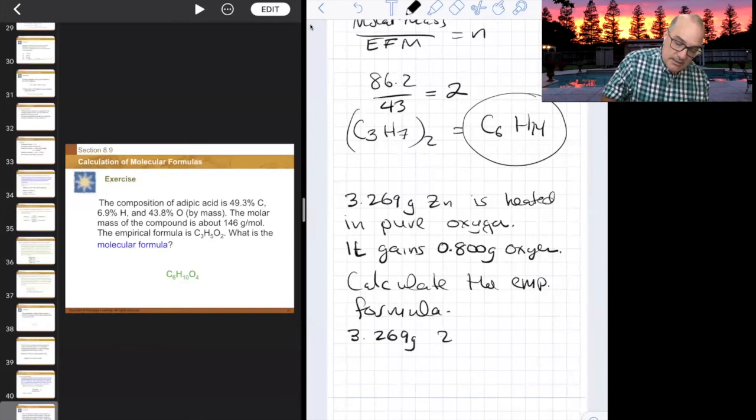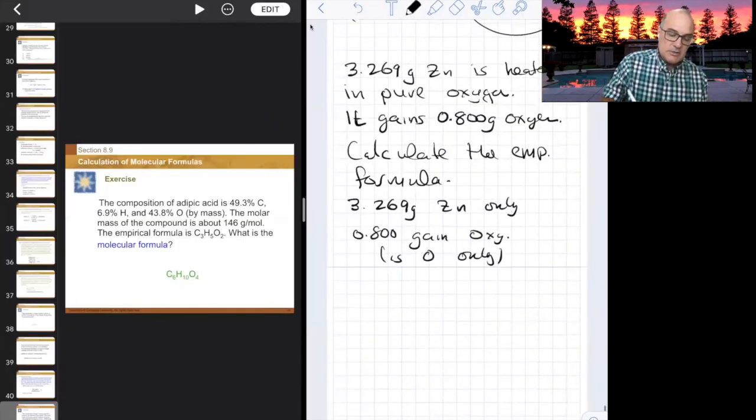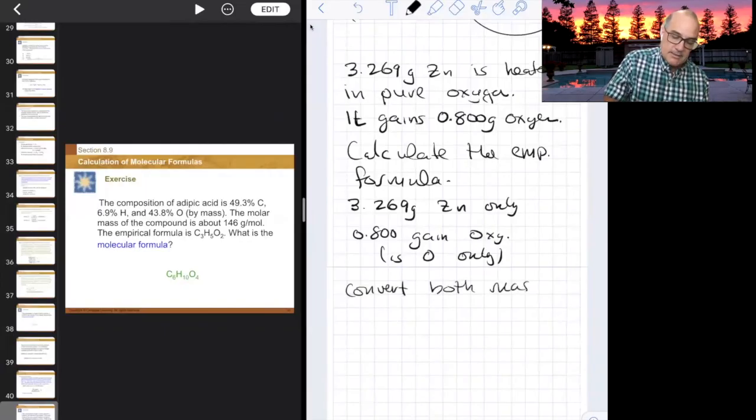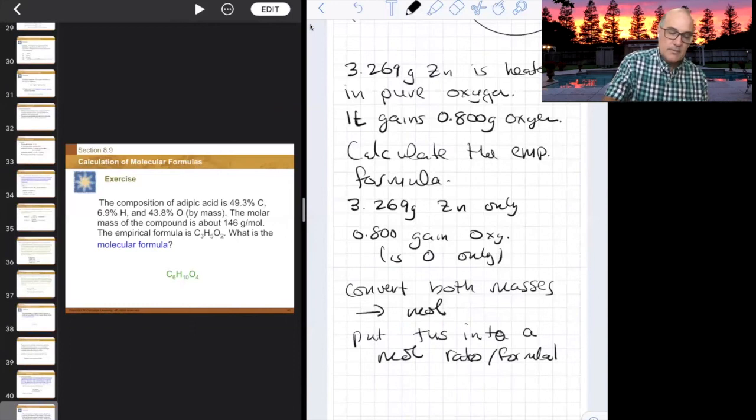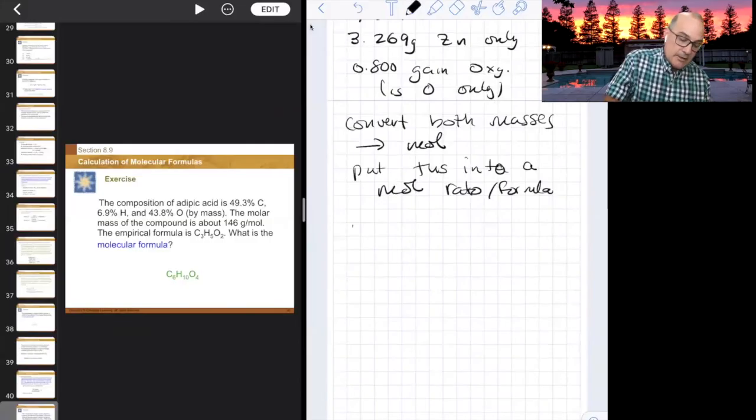So 3.269 grams is zinc only, right? And it gains 0.800 grams of oxygen, which is oxygen only. So the way we're going to do this is we're going to convert both masses to moles, and then put this into a mole ratio or a formula. Very similar to what we did a minute ago with our other examples, right? Let's start with the oxygen.